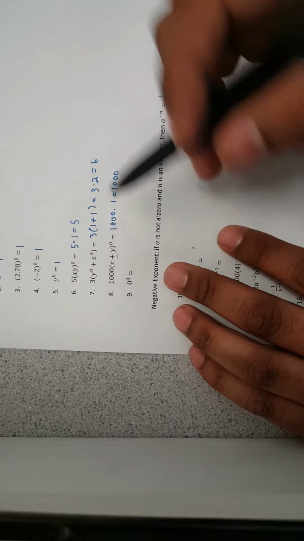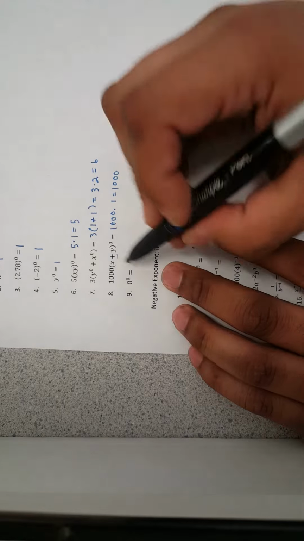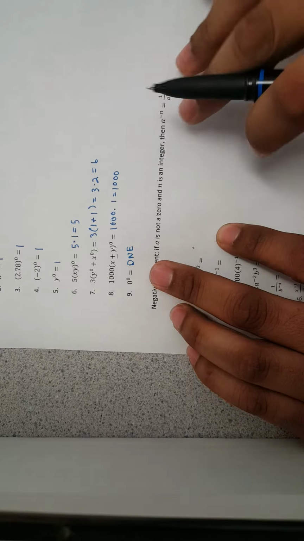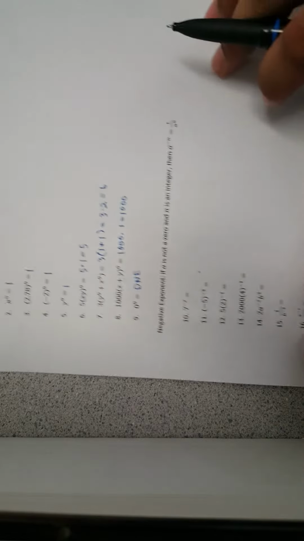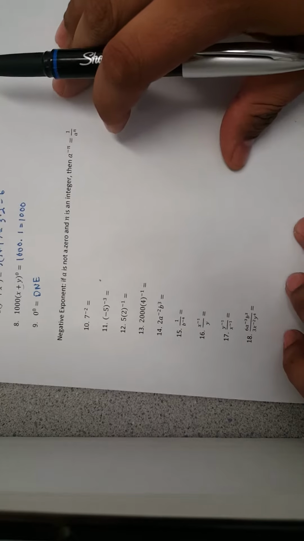Now this is the only example where you raise it to 0 and it does not have an answer. So I'm going to put here DNE for does not exist. Okay, so those are the examples for anything raised to the 0. All right, here's another one.